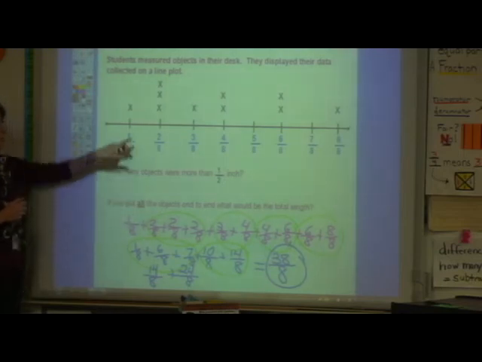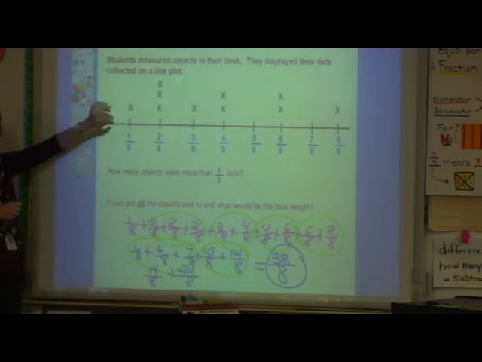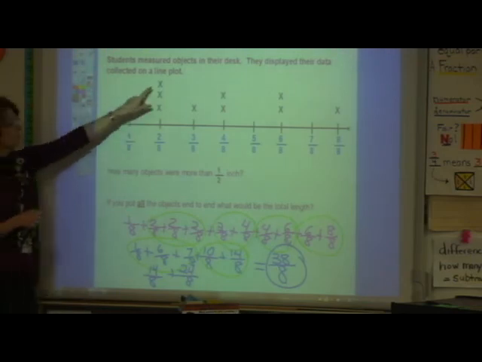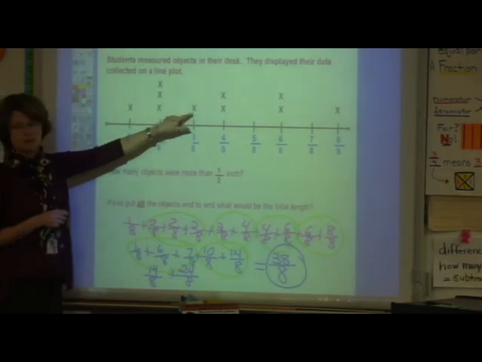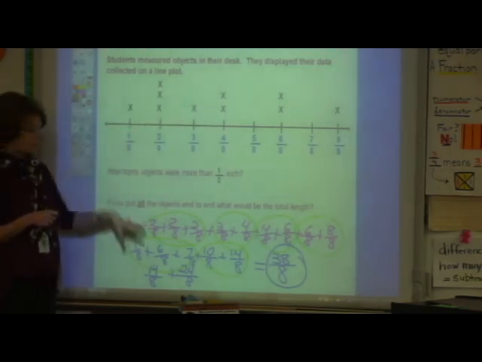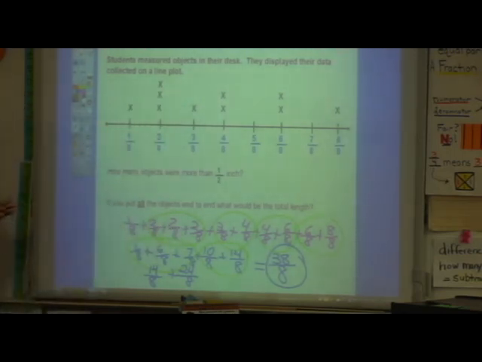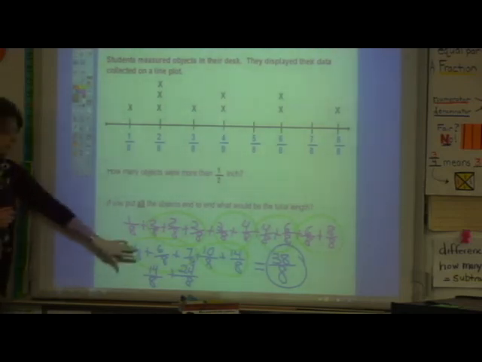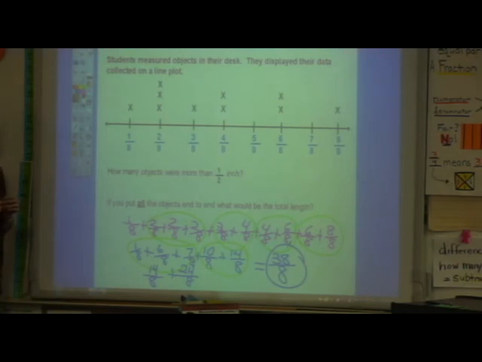If they want to go back and check, they could just straight count. 1, 2, 3, 4, 5, 6, 7, 8, 9, 10. Some of them could do that. But we typically want them to show their thinking. That's kind of why I let them group the tops up, because they just would add all the 2/8, all the 3/8, and then add them together.